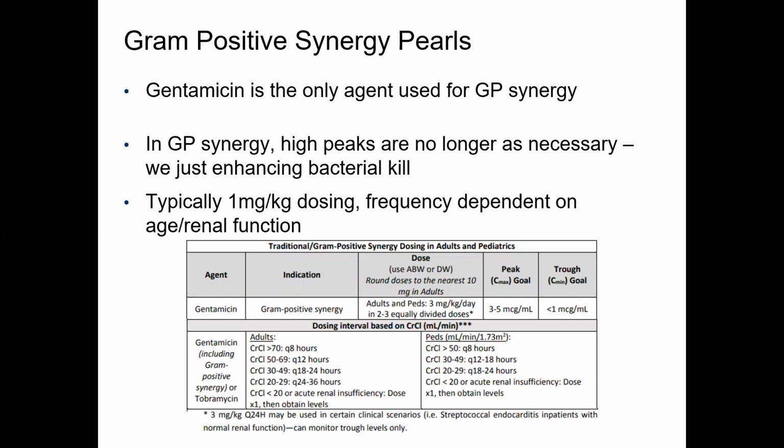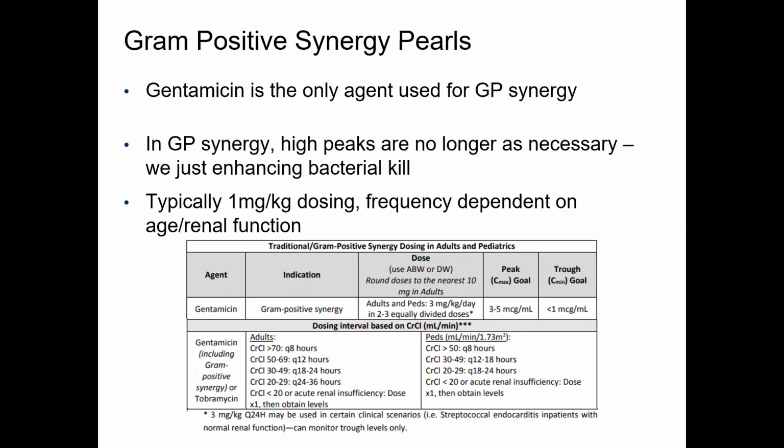And in synergy, those really high peaks are no longer necessary because we don't have targets like what I mentioned previously of Pseudomonas, 8 to 10 times the MIC. We're really just here to enhance the bacterial kill. And so we don't necessarily want to get those peaks that high because we don't need them. So the rule of thumb for gram-positive synergy is typically somewhere around the 1 mg per kg dosing, and then the frequency is dependent on age and renal function.